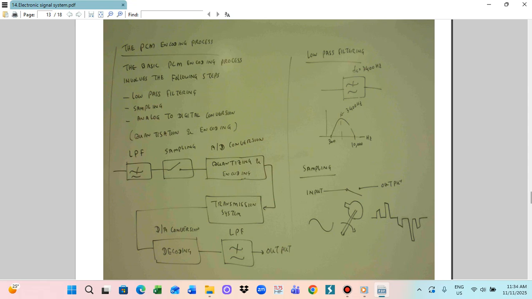Then we can transfer the digital signal over the transmission system, and at the end of transmission, we convert it back to the analog by the DA converter, and there's a low pass filter supplying the output. So regarding the analog to digital and digital to analog, I've already given you the digital system.